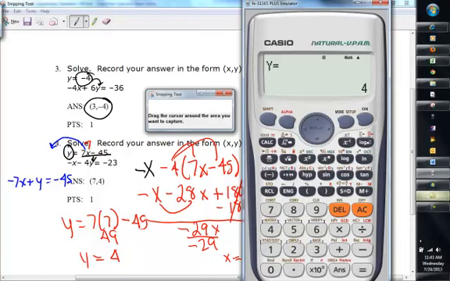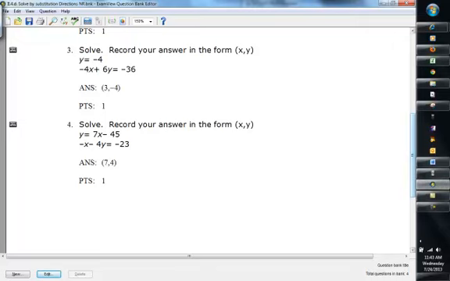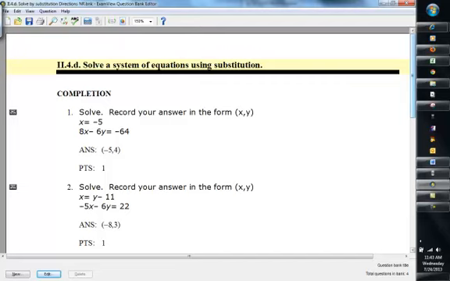This is the lesson 2.4D, solving systems of equations using substitution.